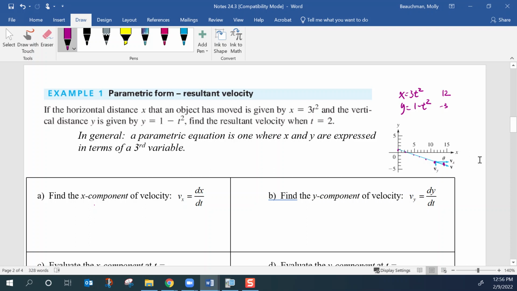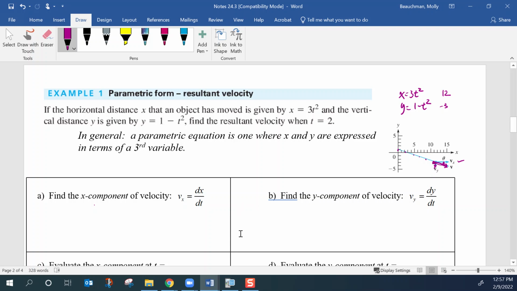And what the question is asking us, at 12, negative 3, or after 2 seconds, is to find the direction and the magnitude. So we want to find the length of this vector right here, and then we also want to find the angle from horizontal. We'll find a velocity vector for x, how fast our object is moving in the horizontal direction. Our vertical vector y, how fast our object is moving in the vertical direction. The resultant of those two is our velocity vector.